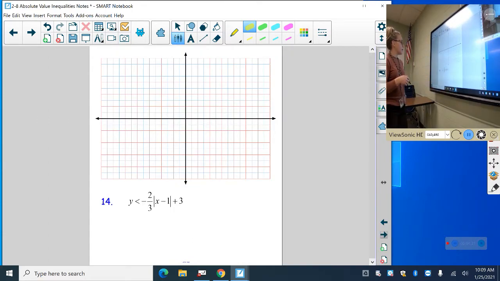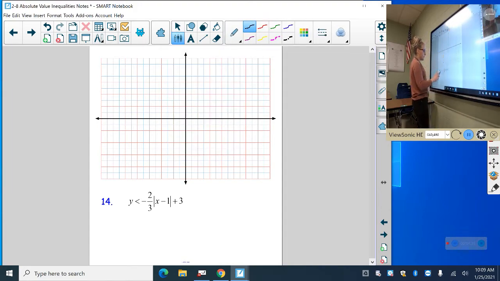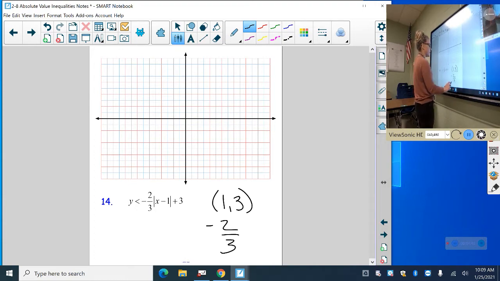Let's try another one. So y is less than -2/3 times the absolute value of x minus 1, plus 3. Well, I have to start out with my HK. So HK is 1, 3. And remember, opposite symbol for the H. And my A value is -2/3. So I'm going to start at 1, 3, and I'm going to go down 2 over 3. Down 2 over 3. Same thing this way, down 2 over 3, because of the negative, down 2 over 3. Now am I making a solid line or a dotted line when I draw this?